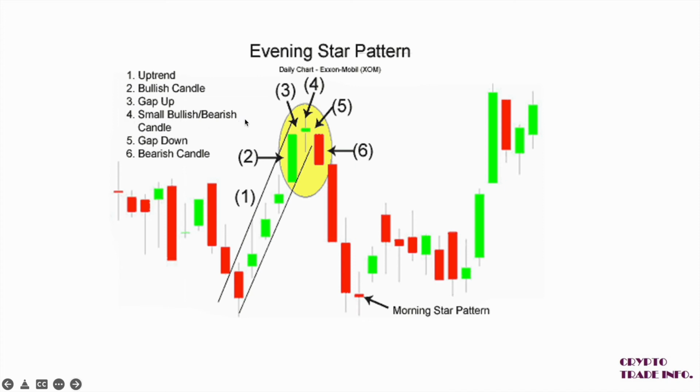Then number four we need to note is a small bullish or bearish candle, which is an indecision candle. It might be a spinning top or doji. Then a gap down, followed by the bearish candle. Now we can see this was spotted at the end of an uptrend and is followed by a downtrend. So an evening star is actually a bearish candle pattern, like we've overemphasized. It is actually a bearish indication.